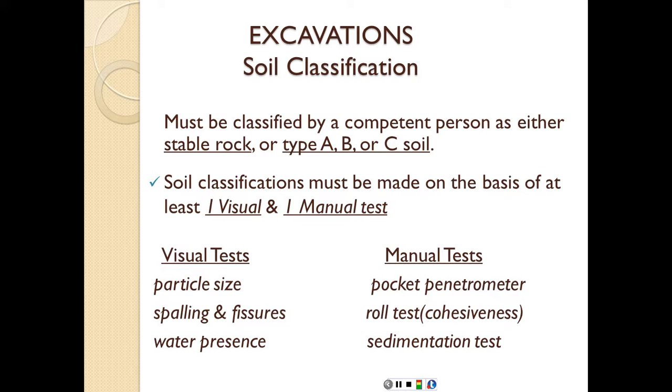The other types of tests, which include the manual tests, are the pocket penetrometer test, the roll test for cohesiveness, this is something that you're going to learn about in soils, and the sedimentation test. So these are manual tests. So again, we're going to need at least one visual and one manual test to classify the soil.